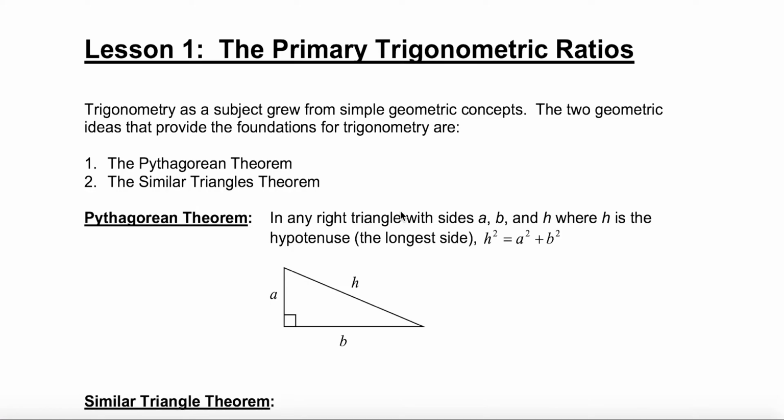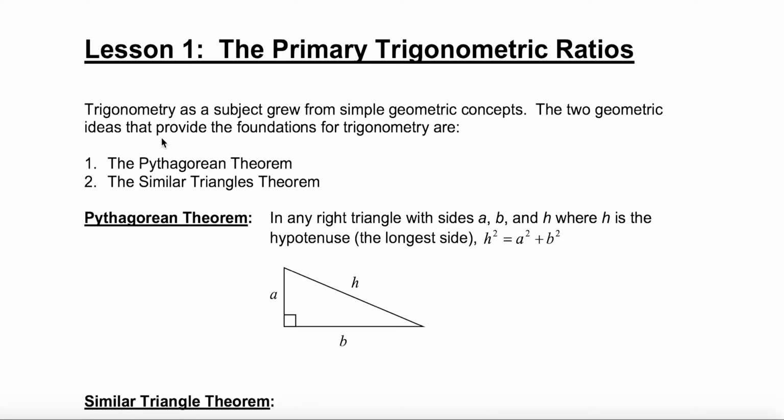So we're starting Unit 5, and Lesson 1 is on the primary trigonometric ratios. This would be review, especially this lesson. The entire unit is a lot of review from grade 10 academic math. There will be a few new little things, but hopefully a lot of this will be familiar.